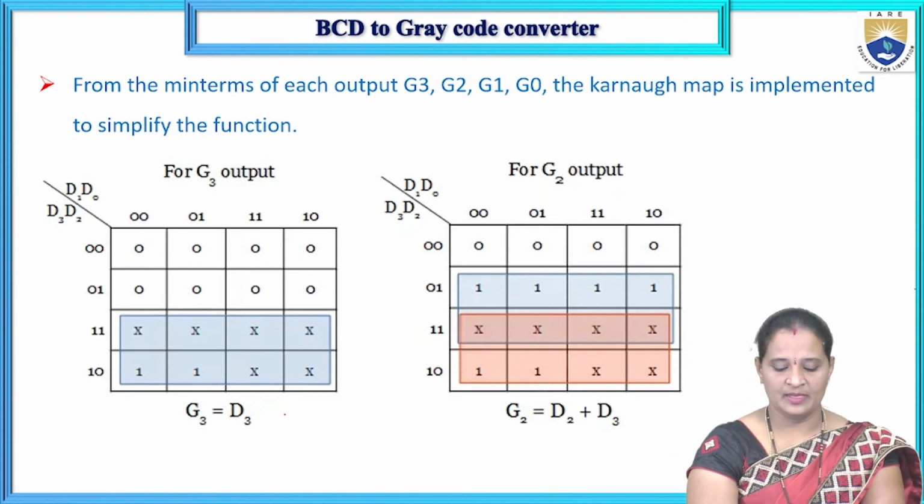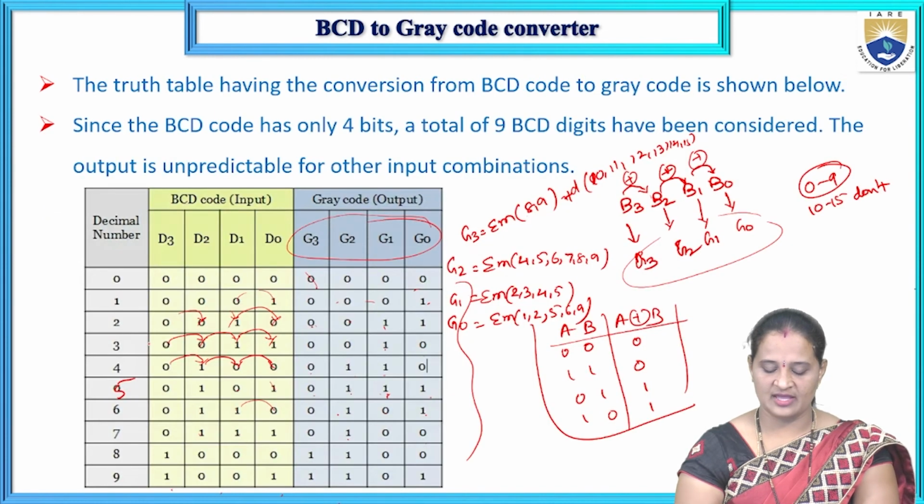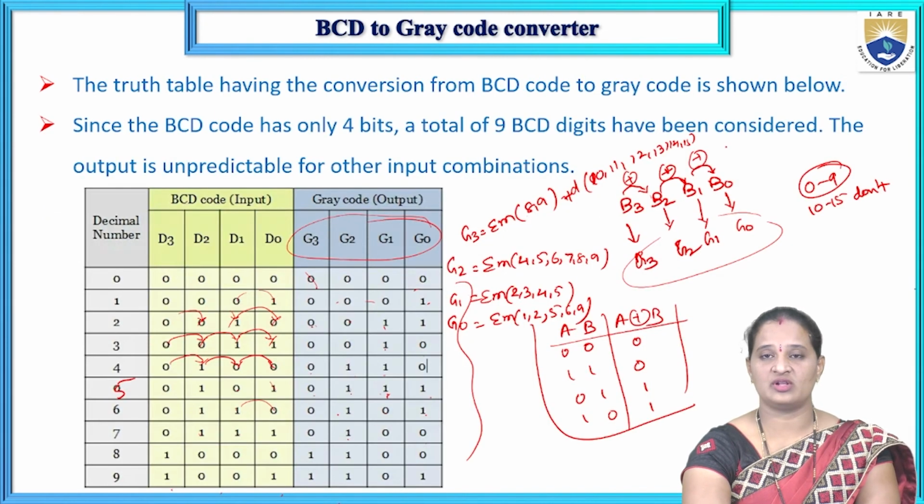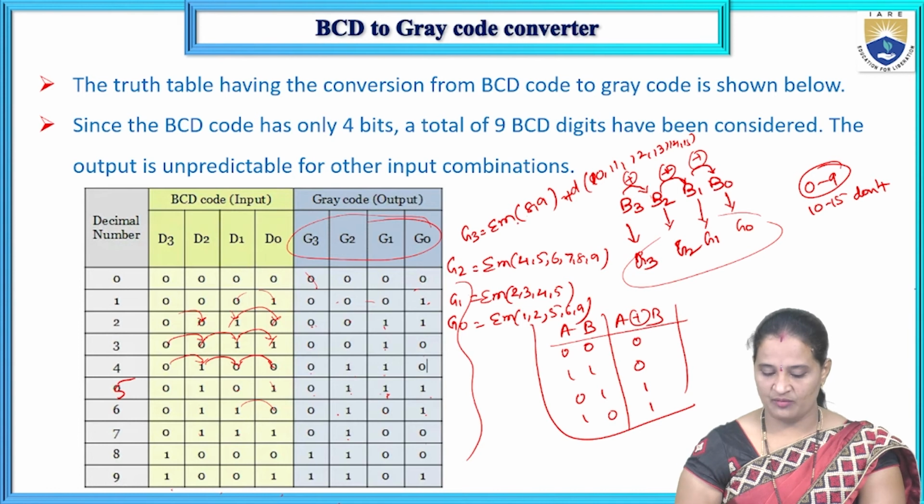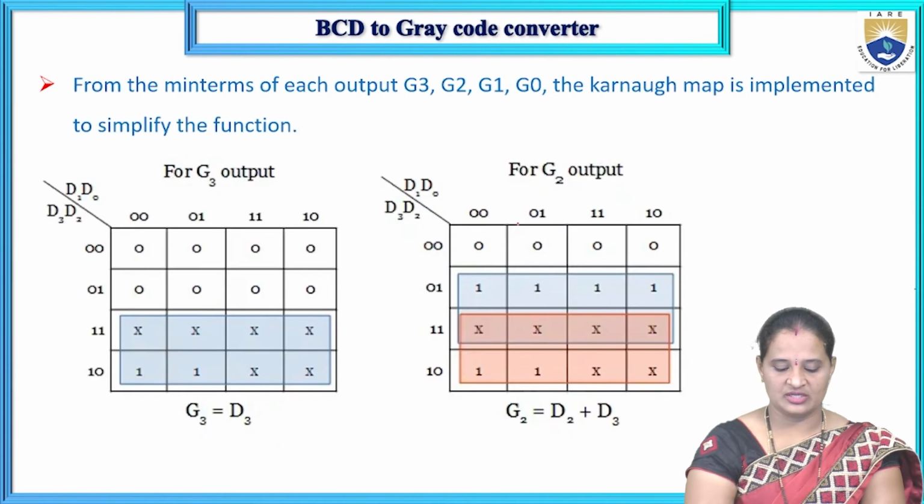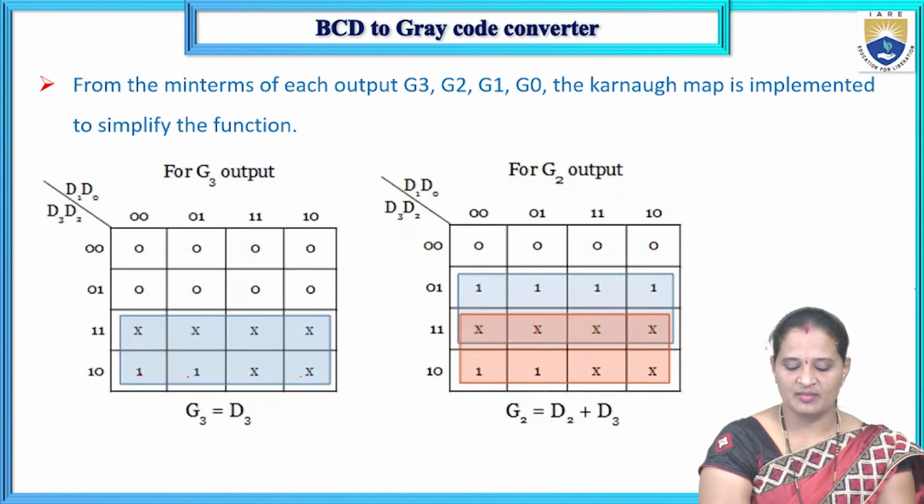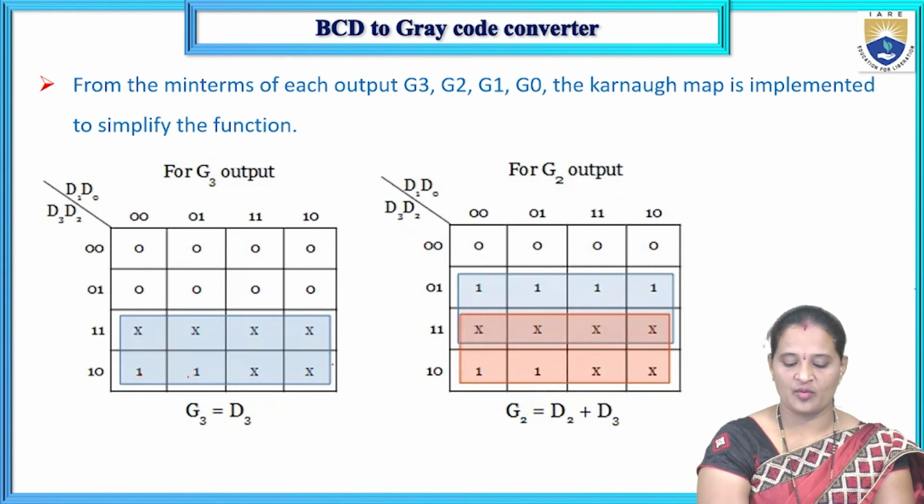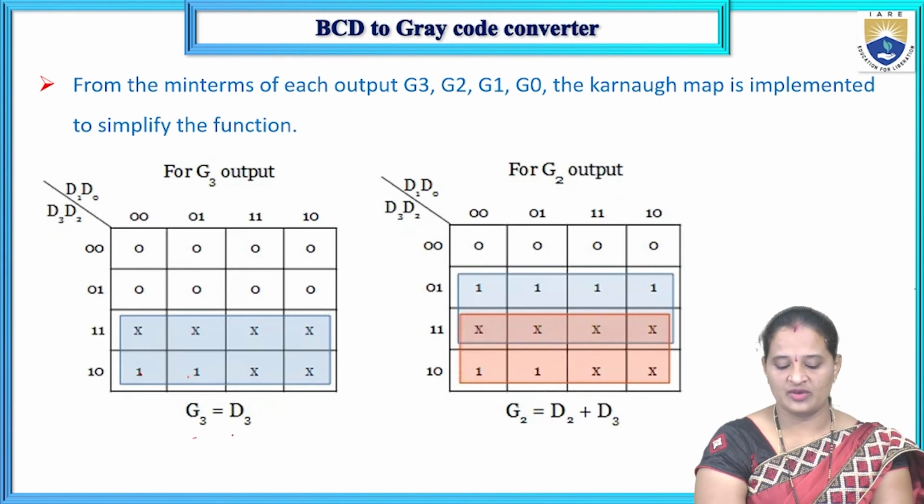This is G3. We have seen that don't cares are 10, 11, 12, 13, 14, 15 and G3 is becoming 1 for 8 and 9. Remaining all are don't care. So I could form a quad here, an octet here, where the prime implicant for this octet is D3. So G3 is equal to D3.